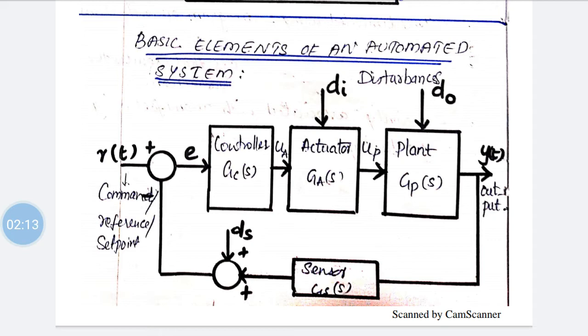And there are some disturbances DI, D0 and DS. This is a practical system, so there will be some disturbances. R of T is a command or a reference or a set point value, and a portion of the output is fed back to the input or the command, which is compared, and an error signal is generated. This error signal is the input of the controller, and the output of the controller is a low signal, which is U of A, which is the input of the actuator, and the output of the actuator is U of P. This is the input to the plant.